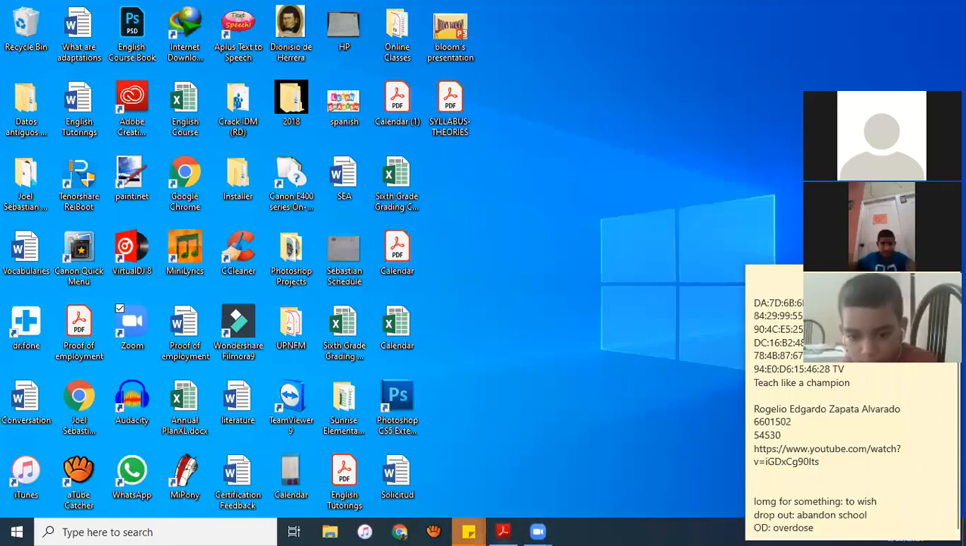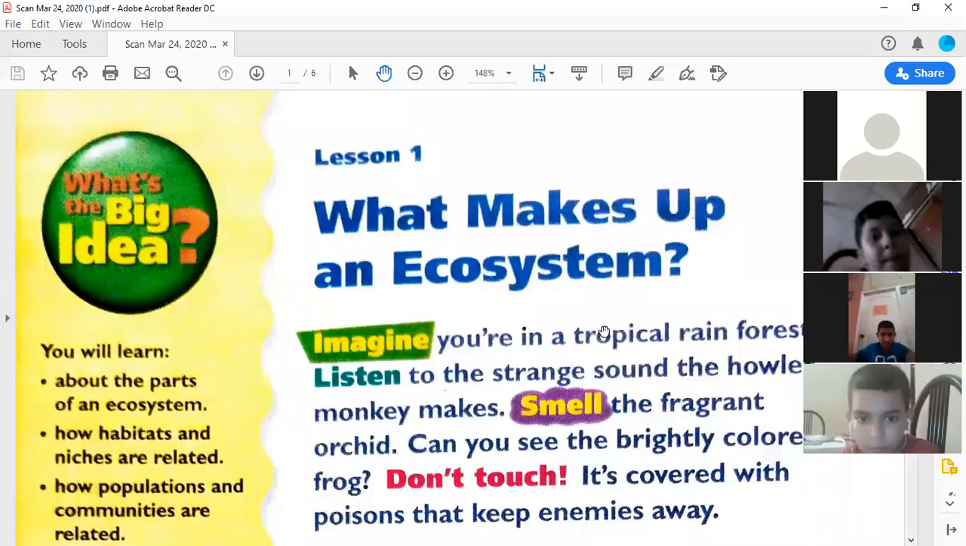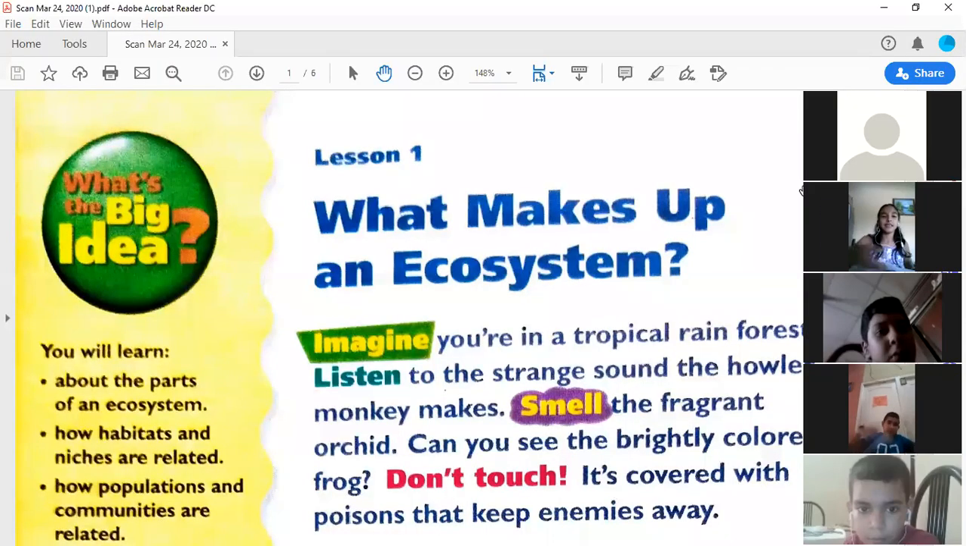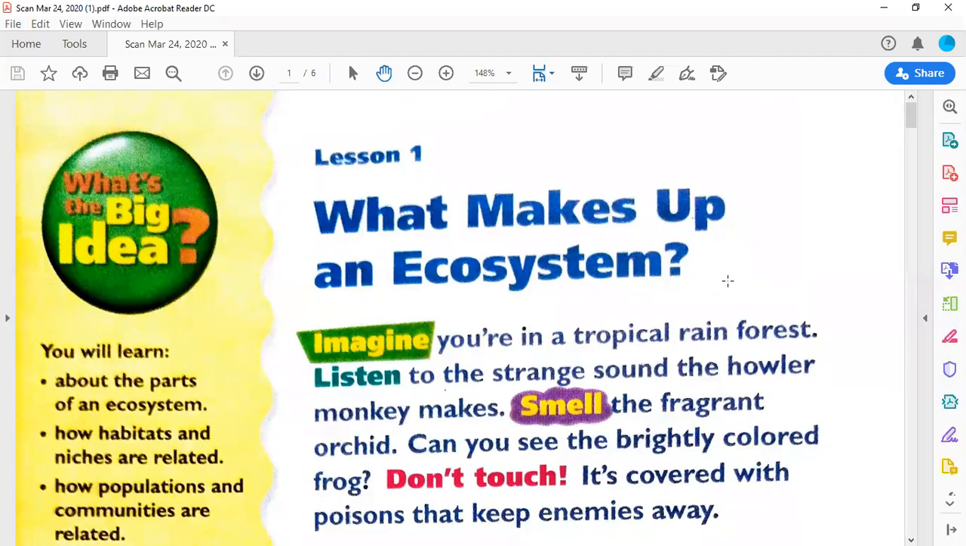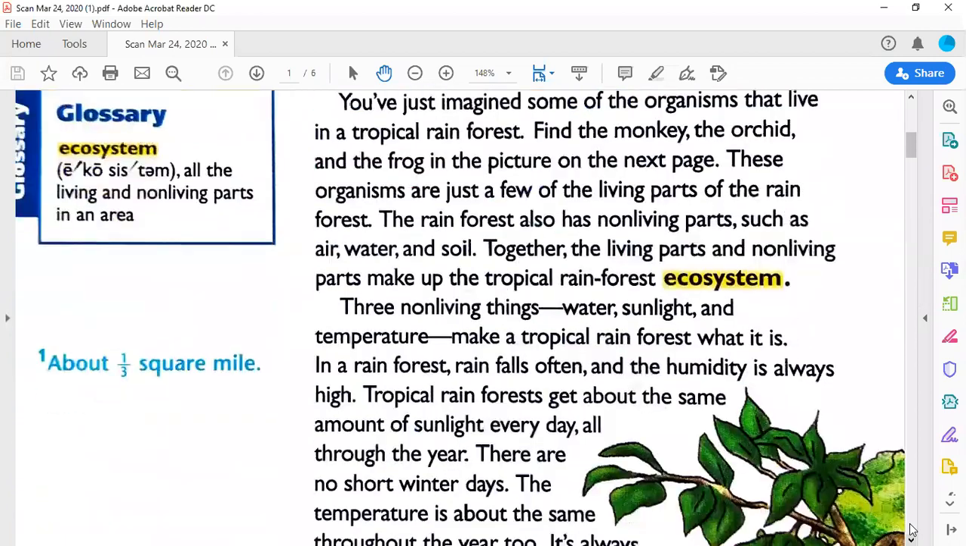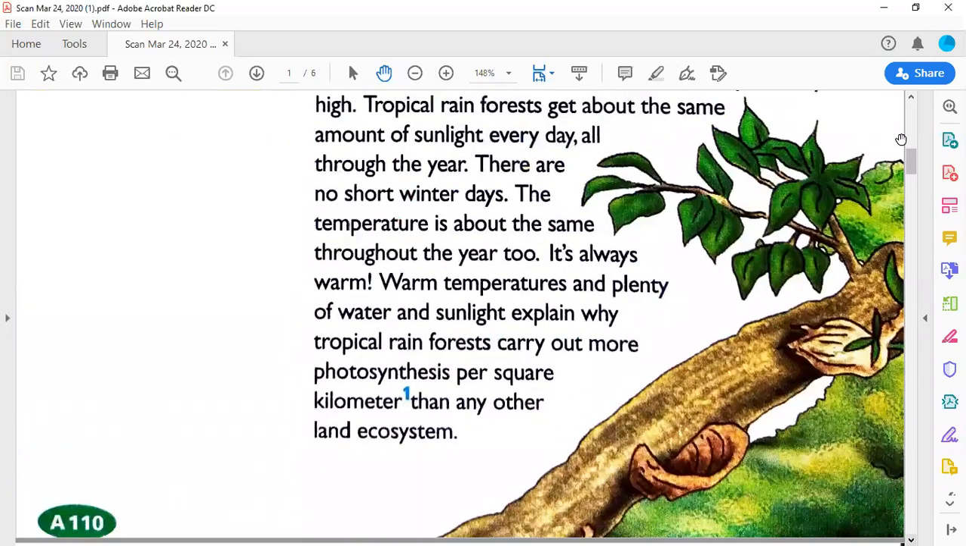Okay. All right, I'm pretty sure everyone has their books handy, because you are going to need your books to read. If not, you can still read, because I have the page on my screen. What page? Let me see right here. It's page 110.